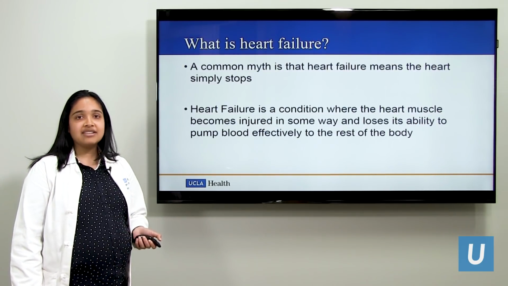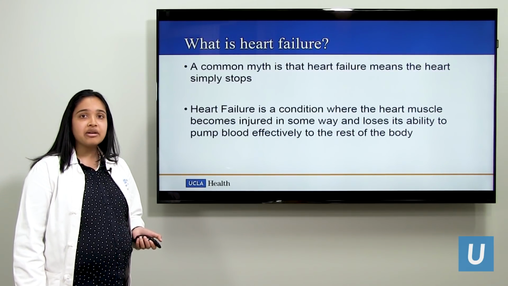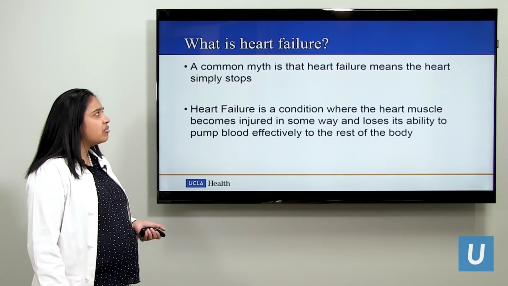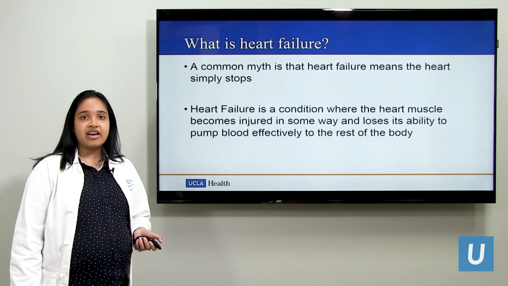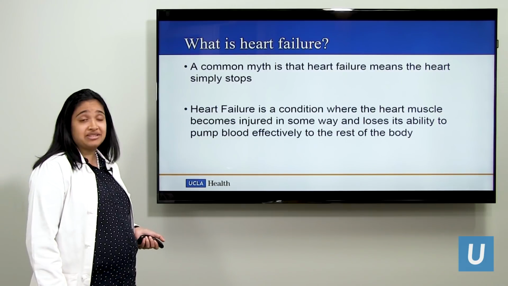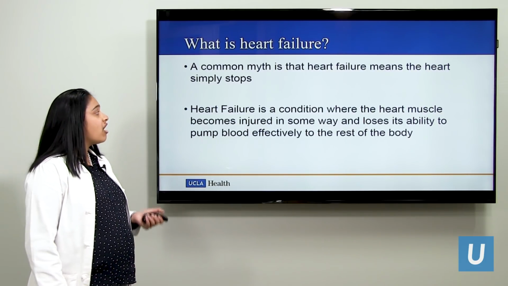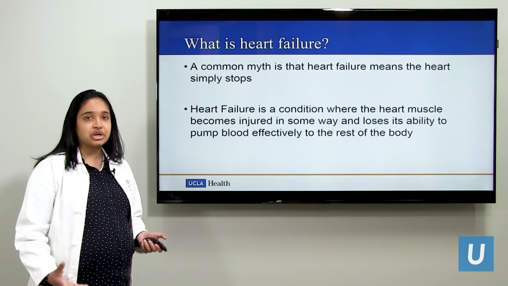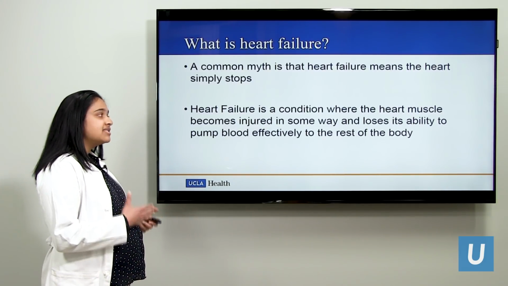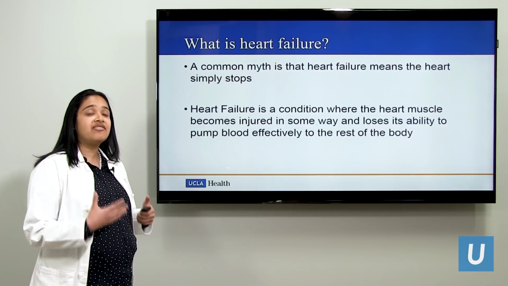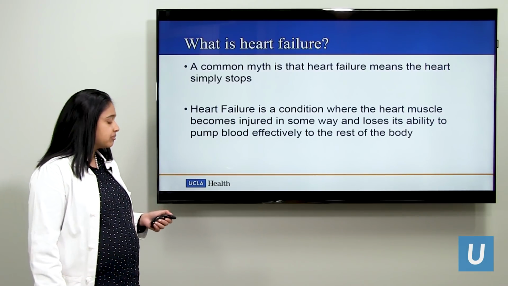So when I get asked in the office, what is heart failure? A lot of patients come in thinking that heart failure means that your heart has stopped. And actually, heart failure is a condition where the heart muscle has become injured in some way and loses its ability to pump blood effectively to the rest of the body.